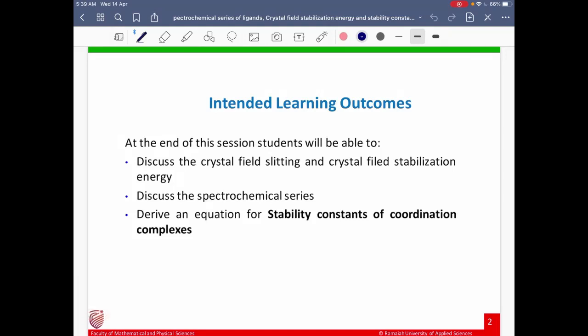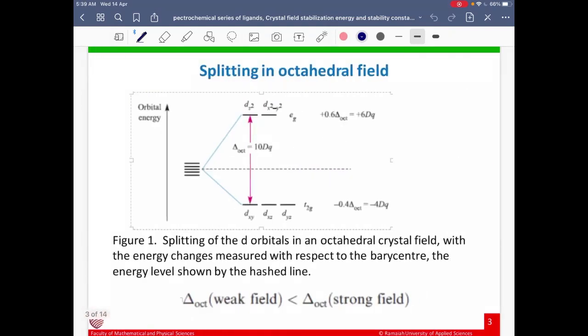At the end of this lecture, we will be able to discuss crystal field splitting, crystal field stabilization energy, and spectrochemical series of ligands. We will start with splitting in octahedral field. We studied the splitting of d orbitals in an octahedral field, which is shown in this figure. Figure 1: splitting of the d orbitals in an octahedral crystal field with the energy changes measured with respect to the barycenter, the energy level shown by the hashed line.